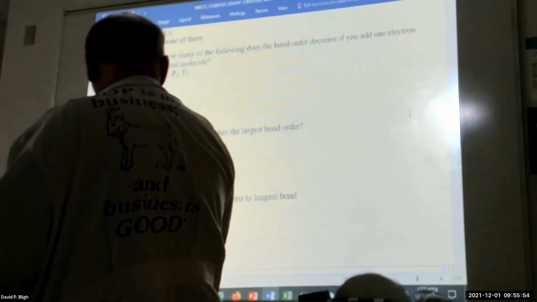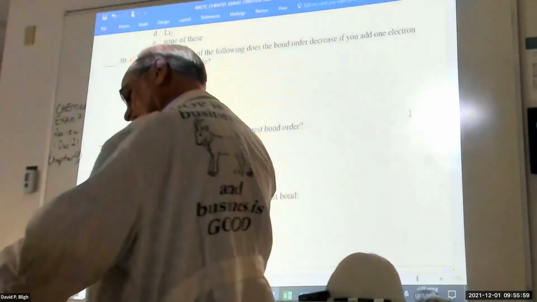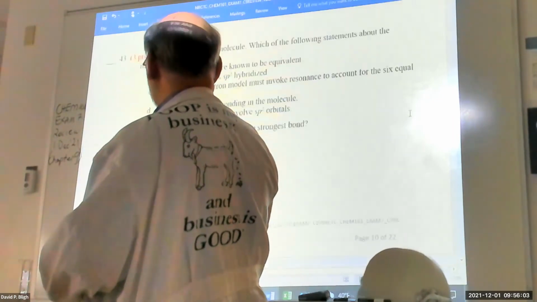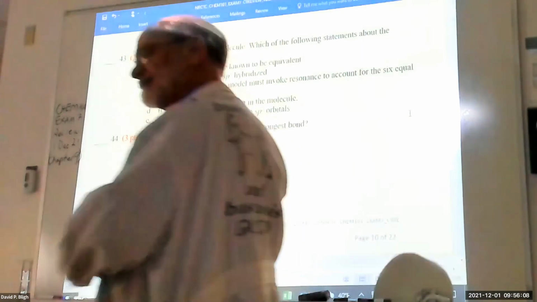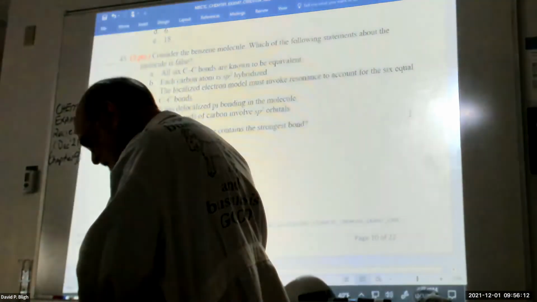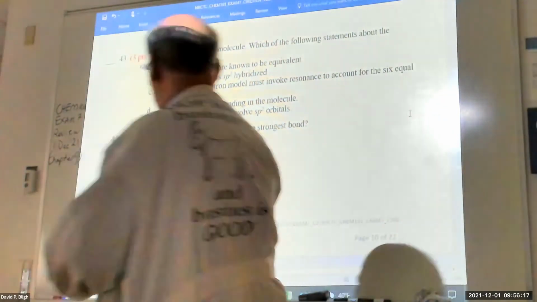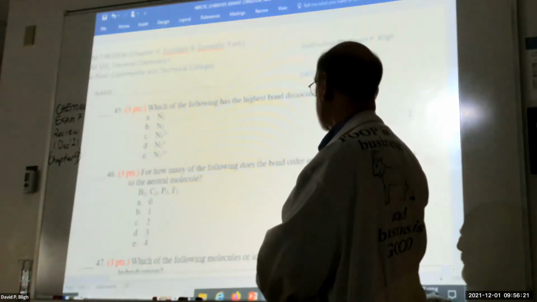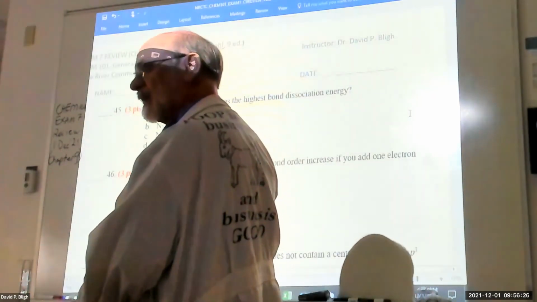Number 44. Which of the following contains the strongest bond? We already got the information that would answer that question. It's the one with the largest bond order, so it has to be A again. And 45. Which of the following has the highest bond dissociation energy? That's also A. It's just another way of saying the same thing.